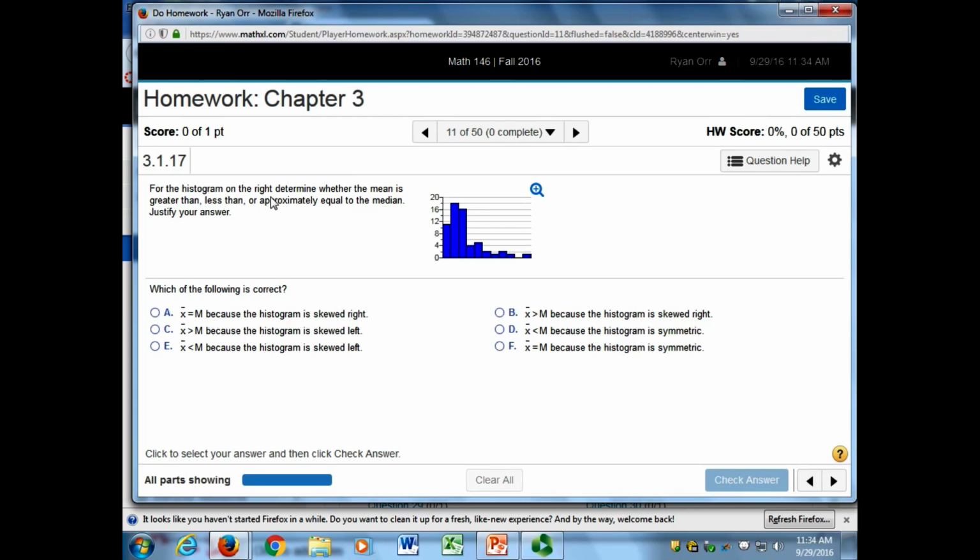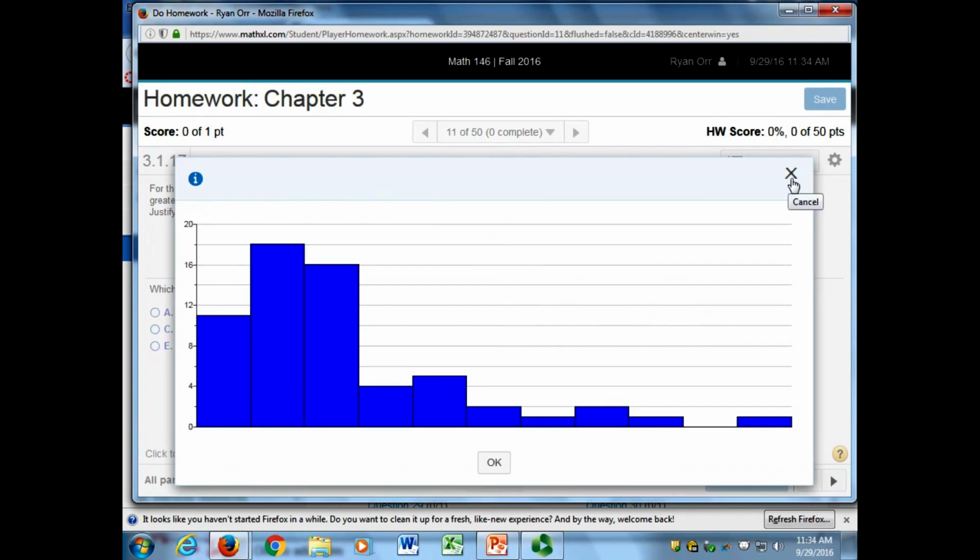Yes. Okay. So, given the histogram on the right, determine whether the mean is greater than, less than, or approximately equal to the median. Justify your answer. So this distribution has what shape? It's definitely skewed, and remember the skew follows the tail, so this is skewed to the right. What's going to happen to the mean versus the median here? The mean's going to get dragged towards the tail, towards the skewness. So the mean's going to get dragged up, so the mean should be bigger than the median.